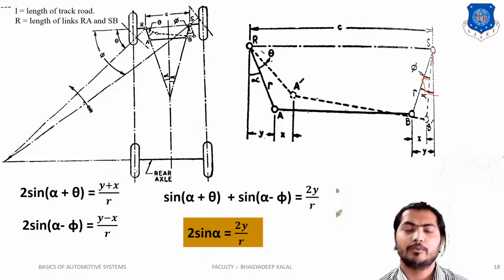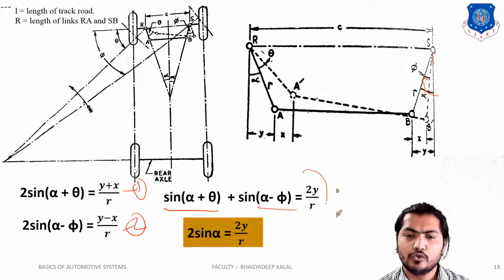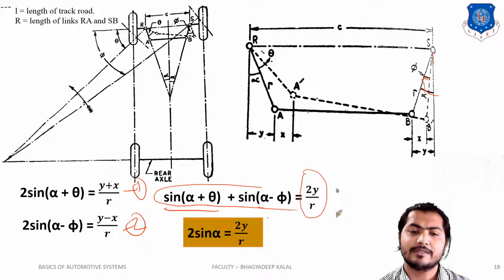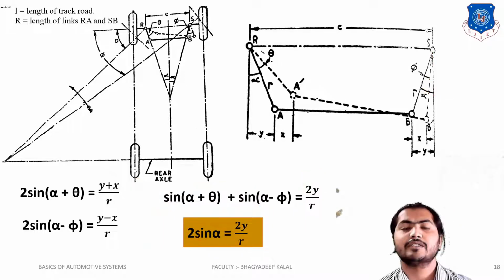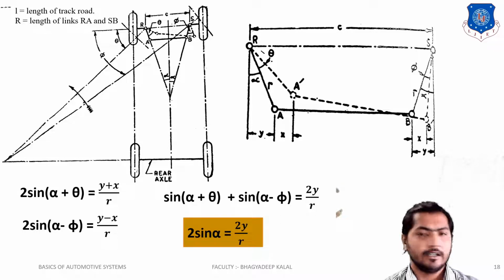So combining equation number 1 and equation number 2, sine of alpha plus phi plus sine of alpha minus phi gives 2y by r. By resolving this, the final equation comes as 2 sine alpha equals 2y by r. Y is the traction distance, and r is the link distance. This is the fundamental equation for the Ackerman mechanism.